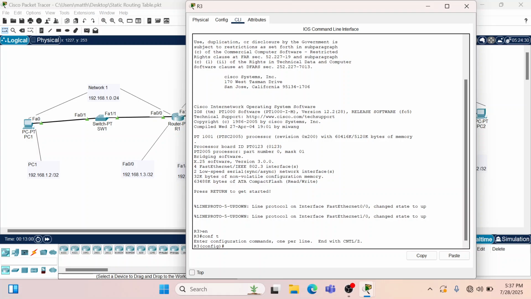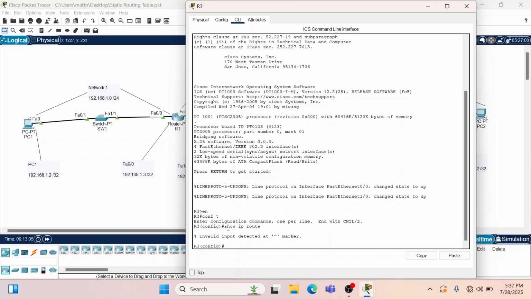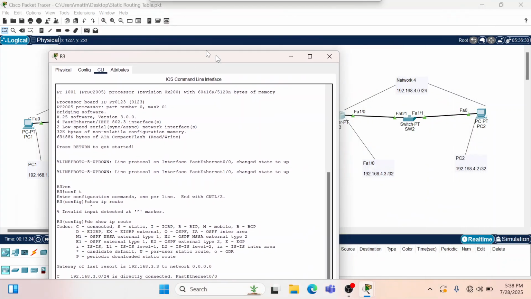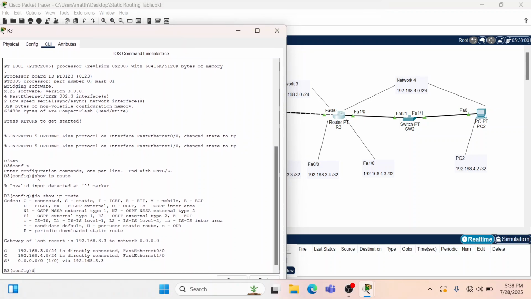So let's look at our routing table real quick. Show ip route. Okay. Right now it has no statically configured IP routes, but it has two connected routes. And if we look here on router 3, the two connected routes are FA0/0 at 192.168.3.4 and FA1/0 at 192.168.4.3.